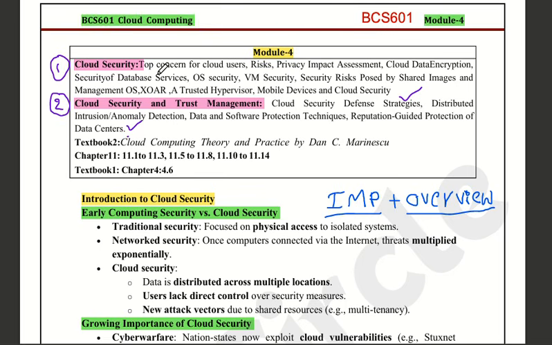Moreover, in this first chapter there are no diagrams at all. I think only one diagram is there, that is also an XOR architecture, I think. Other than that there are no diagrams, guys. But in the second chapter, cloud security and trust management, there are a few diagrams. You must practice those diagrams, and those concepts and topics are very important. Questions based on those concepts were asked in the previous year question papers.